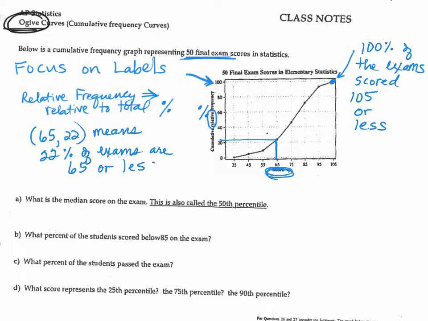Now, I want to warn you, this 'or less' is always associated with the x-axis. Do not ever tell me a percent or less. Don't tell me 22% or less. No. The 'or less' is the accumulation of the x items. Okay, it's the accumulation of the x items. Okay, very good.